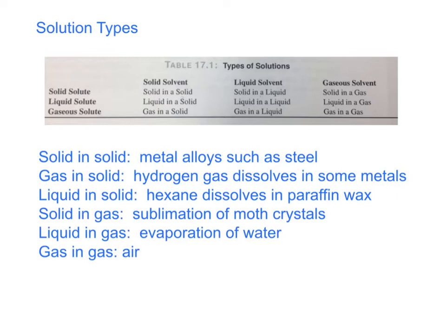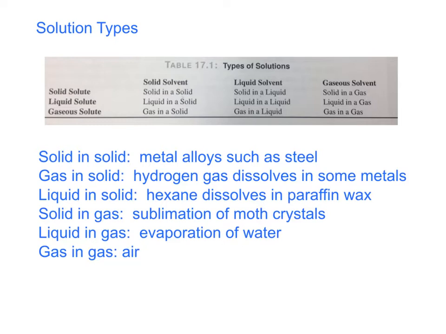The next is a liquid in a solid. This would be hexanes dissolved in paraffin wax or something like that. You can have a solid dissolving in a gas, and you might not know about these, but your parents or grandparents do: moth crystals or mothballs. Moth crystals and mothballs are a solid chemical, often paradichlorobenzene, and it actually sublimates into the air. So it goes into solution with the air at room temperature slowly, and I guess it repels moths so they don't eat your wool clothing and things like that.